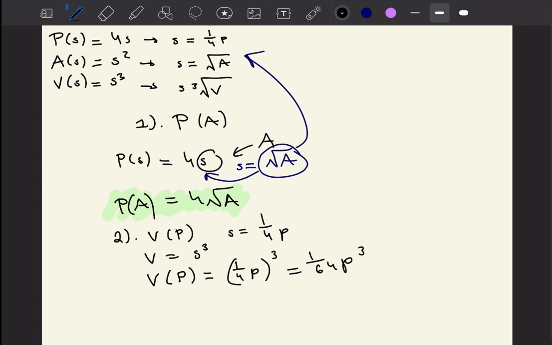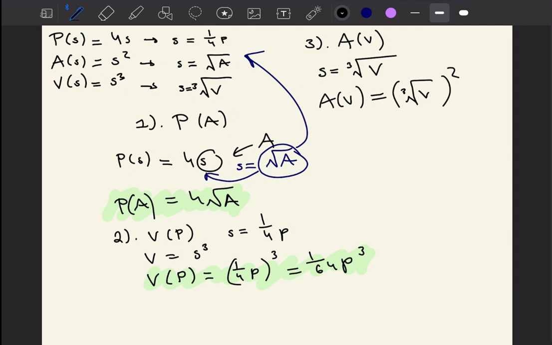which is 1/64 perimeter cubed. And for our last one, where we're going to express area in terms of volume, we're going to once again look back and think, what is S in terms of volume, right? Well, S is equal to the cube root of volume, right? And A, that's just S squared, right? So what we have, A of V is cube root V squared, right?